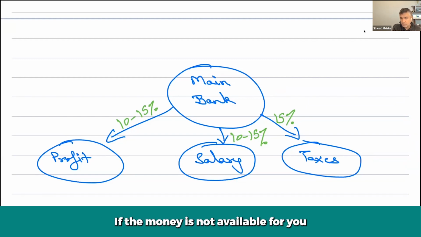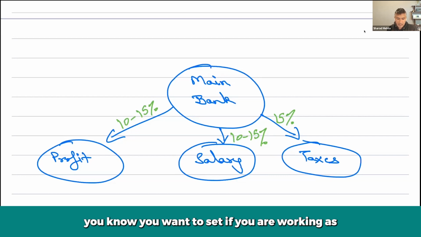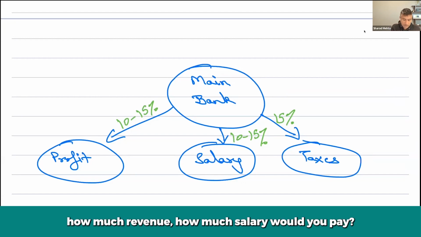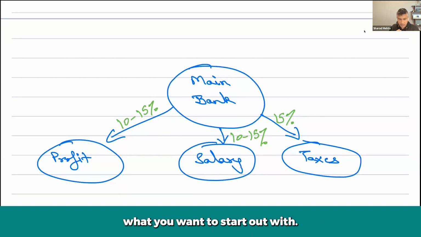If the money is not available for you in your bank account, there's a lot less chance of you spending that money. And then from the same revenue number, you take some money and pay yourself a salary, whatever you feel is fair and reasonable. If you are working as an acquisition manager or a disposition manager in your business, the way you want to set this up is, if you were to replace yourself as an employee, and hire somebody who would come in and replace everything that you're doing, how much salary would you pay? So that's what you want to start out with.